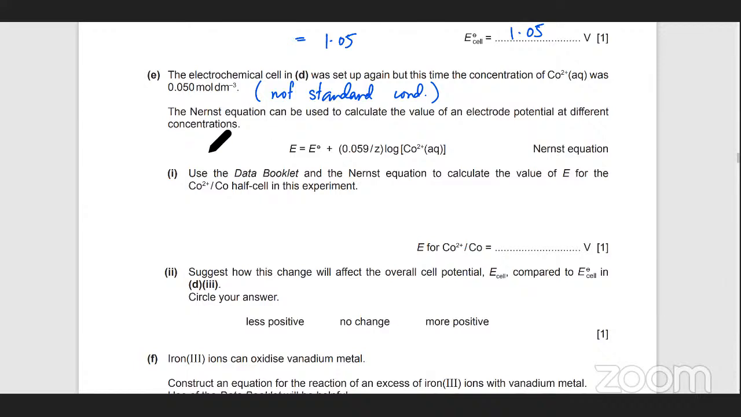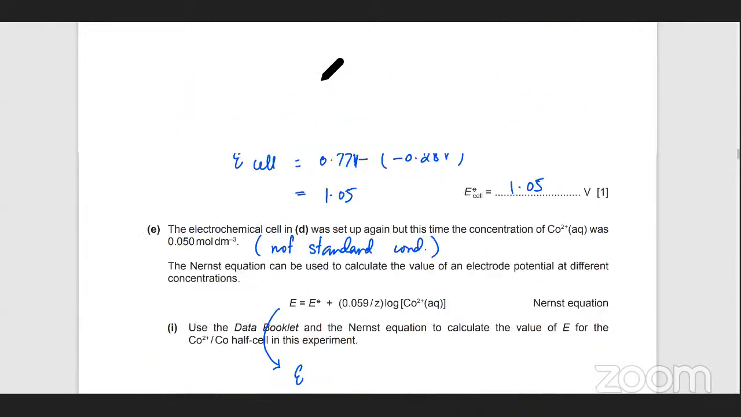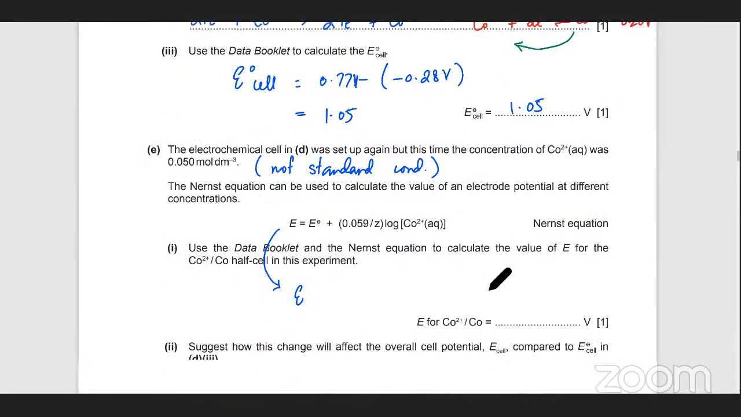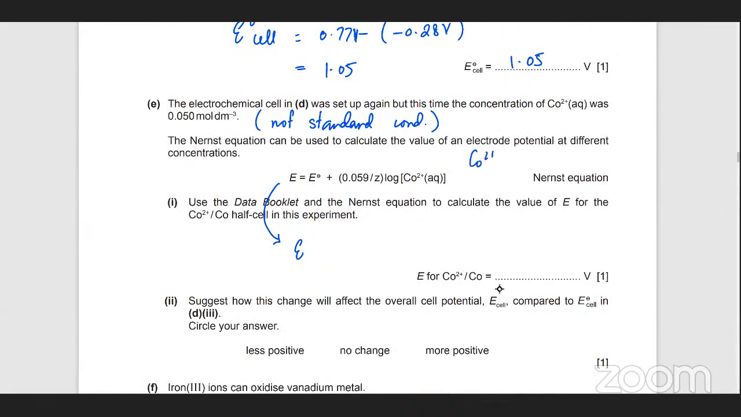And he's saying use the data booklet and the Nernst equation to calculate the value of E for the cobalt 2+ half cell. Now everything is given. You just have to find the new potential. Because remember, if the concentration changes, the equilibrium is going to shift. He's decreasing the cobalt 2+ concentration. Ignore the whole thing, just focus on this reaction, or we can write the reaction over here again. Now this is the reaction. Now standard potential is minus 0.28 volts.